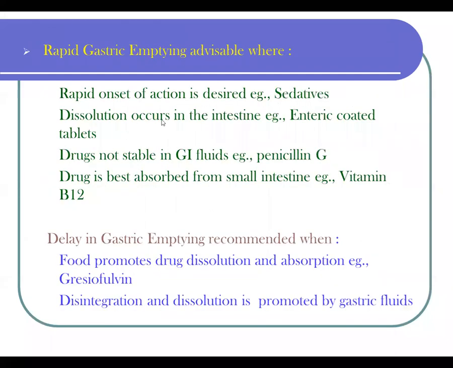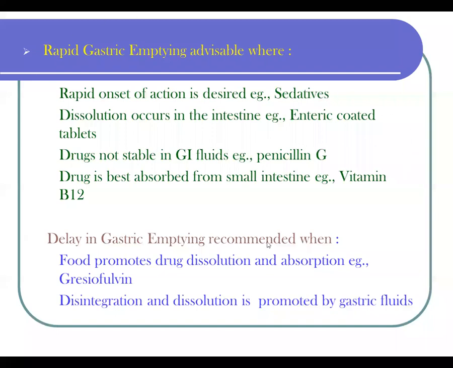That rapid onset of action is acquired because of the rapid gastric emptying process, especially in the case of sedatives. And dissolution occurs, for example, for those drugs where the dissolution occurs in the intestine, especially enteric-coated tablets, and those which are not stable in the GI fluid. We expect the gastric emptying to be faster. And for those drugs which have carriers in the small intestine, we expect the gastric emptying to be faster.